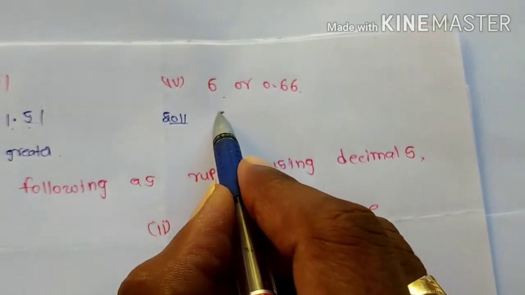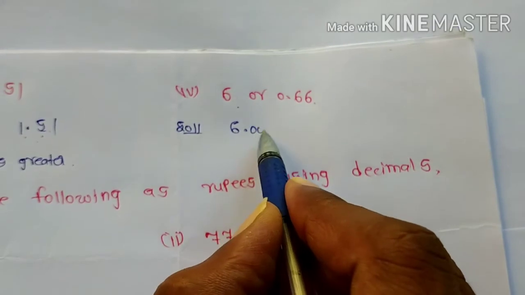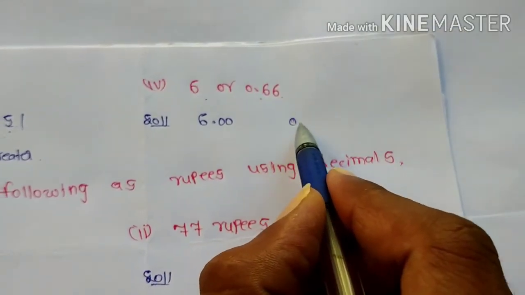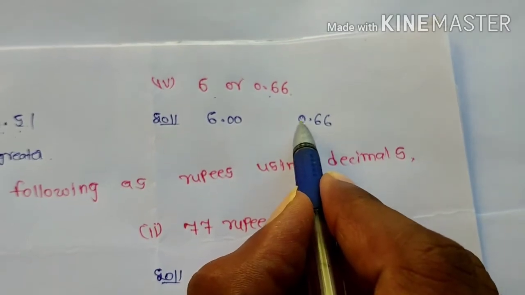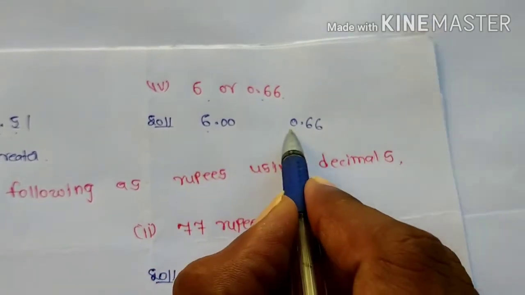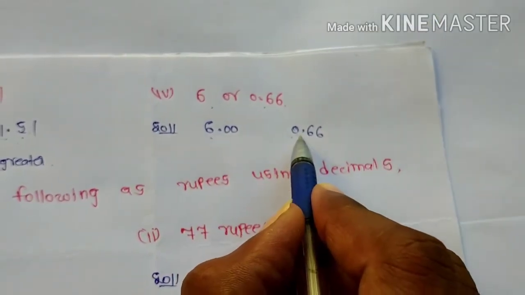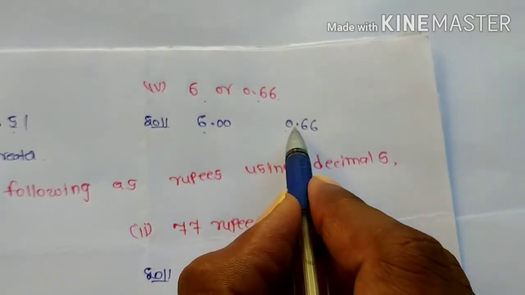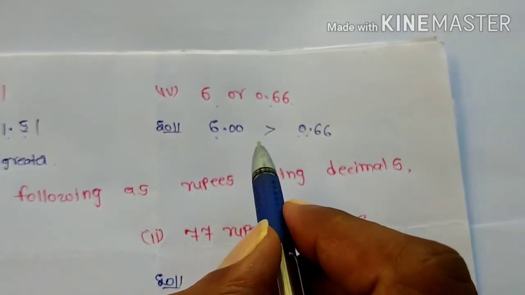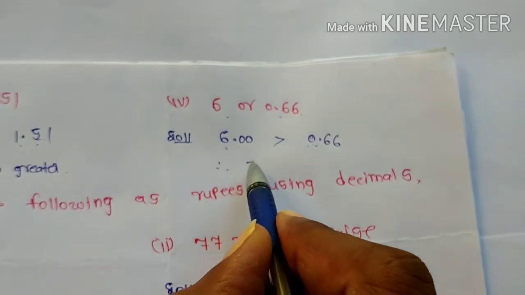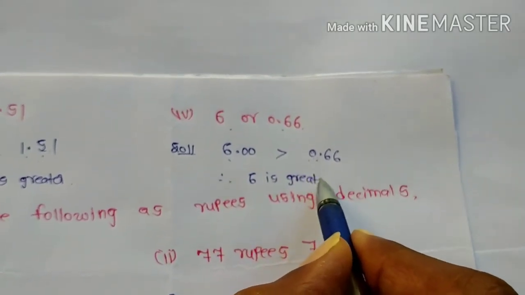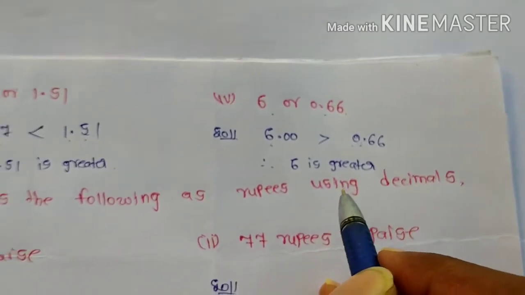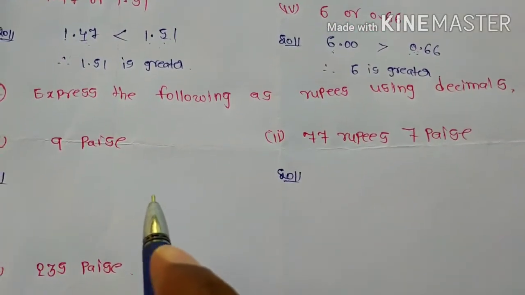Here you can see 6.66. That means 6 can be written as 6.00 or not? Yes. Here 0.66. Now you can see the integral part. Here 6, here 6, here 0. Which is the biggest one? Compare the integral parts. Here 6, 0. 6 only is greater or not? So you can write here, therefore 6 is greater one. Now you can see here one more one.